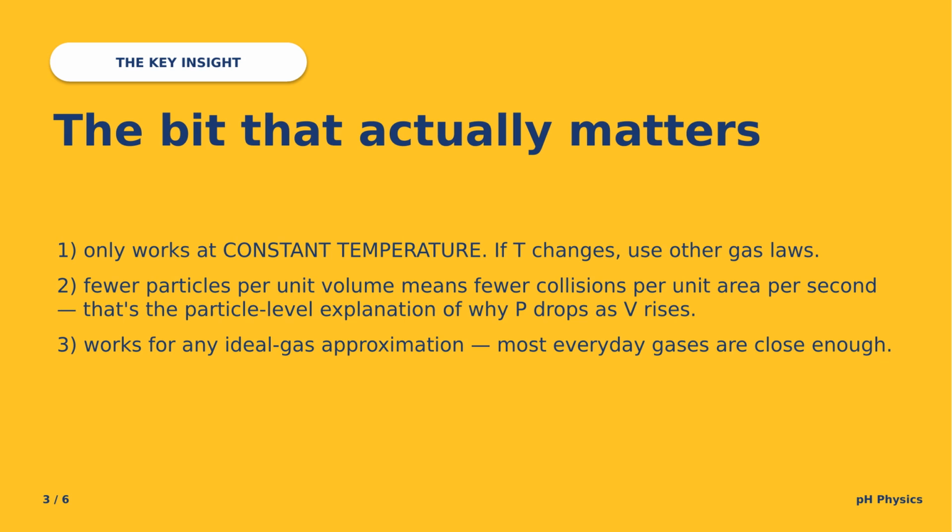Three things. 1. Only works at constant temperature. If T changes, use other gas laws. 2. Fewer particles per unit volume means fewer collisions per unit area per second. That's the particle level explanation of why P drops as V rises. 3. Works for any ideal gas approximation. Most everyday gases are close enough.